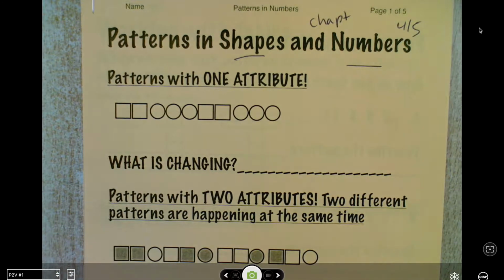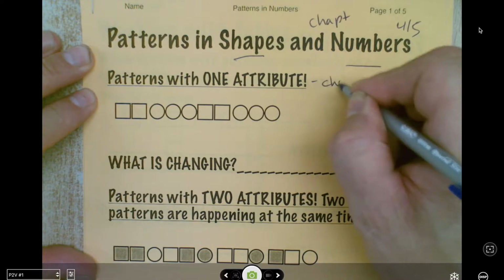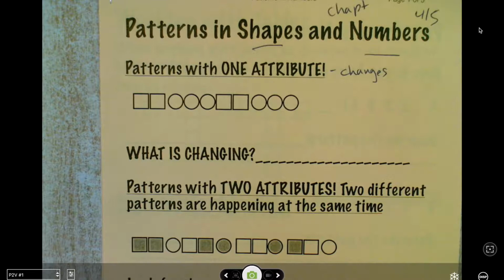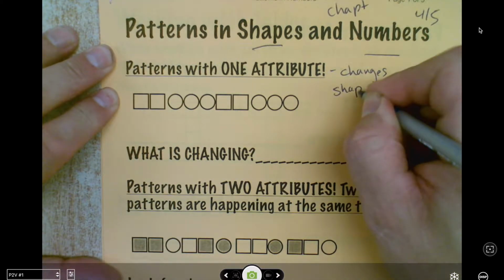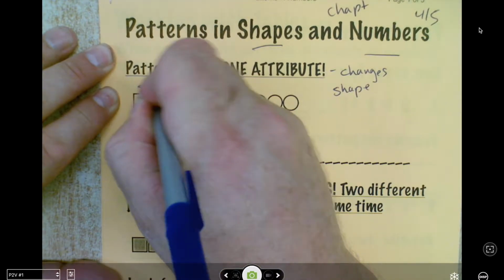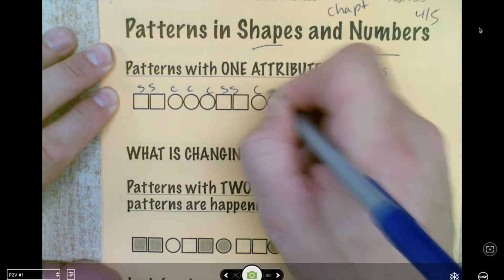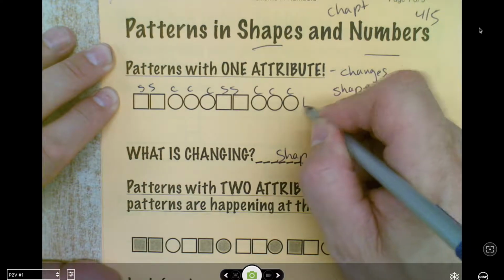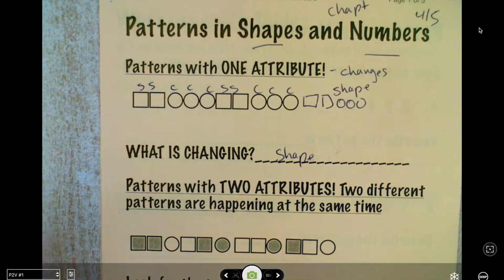First of all, let's talk about patterns with one attribute. An attribute is something that changes. So in this basic pattern here, there's only one thing changing. The color's not changing. What's changing? The shape is changing. So this says square, square, circle, circle, circle. Square, square, circle, circle, circle. So what would come next? We need square, square, and then 3 more circles, etc., etc.